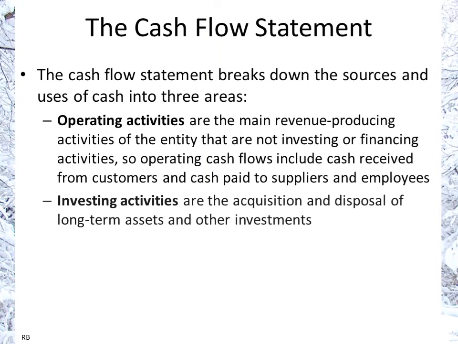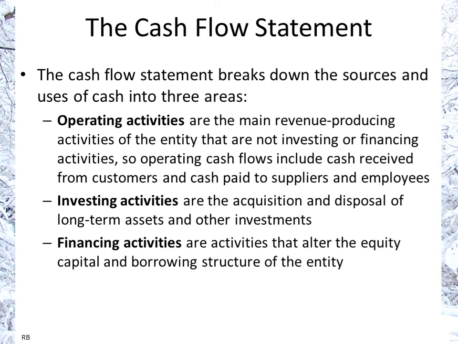So now we come to the cash flow statement. The cash flow statement breaks down the sources and uses of cash, which means the inflows and the outflows of cash, into three areas. One is the operating activities. Basically, those are the main revenue producing activities of the entity or the company that are not involved with investing or financing. Investing activities have to do with the acquisition and disposal of long-term assets and also other investments. And finally, financing activities are those that have to do with the equity and debt funding structure of the company.